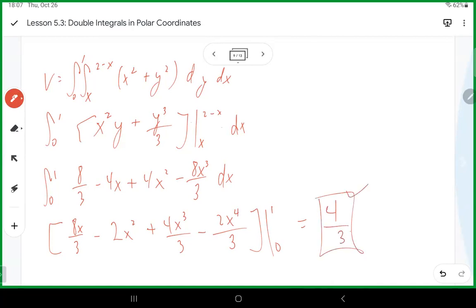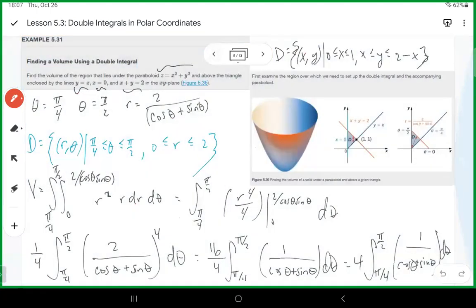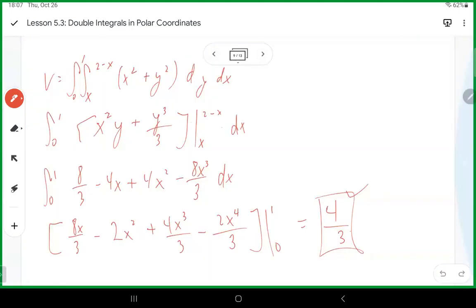Now, you may be wondering if someone would have continued along in the polar situation, what would have happened? In theory, you should end up with the 4 over 3. However, I don't think that looks like anything any of us wants to deal with, so I would recommend sticking with rectangular.